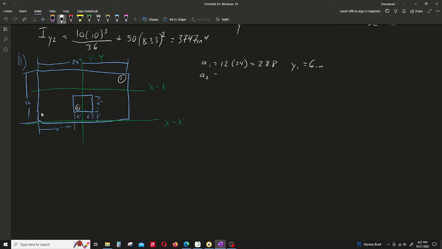A2 is going to be length times width again, which is 16. Don't forget your units, by the way. Area, get units squared. And then the y value is going to be that center location. So this is going to be 4.